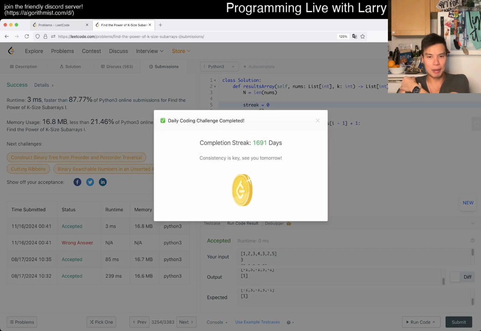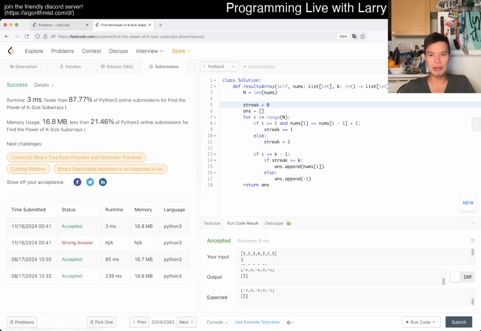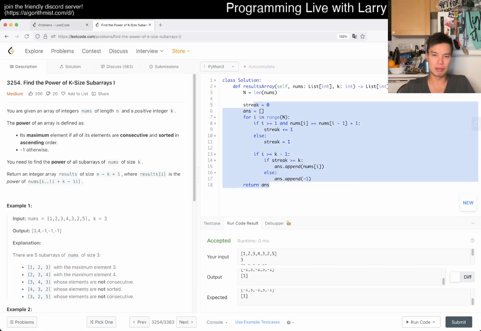And yeah, 1691 day streak, and that's pretty much it. This is linear time, linear space-ish. You can't really do better than that for space because that is the size of the output. And you have to read the input, so that's going to be O of n time. So that's pretty much it. That's all I have for this one. Let me know what you think. And this solves the harder one too.